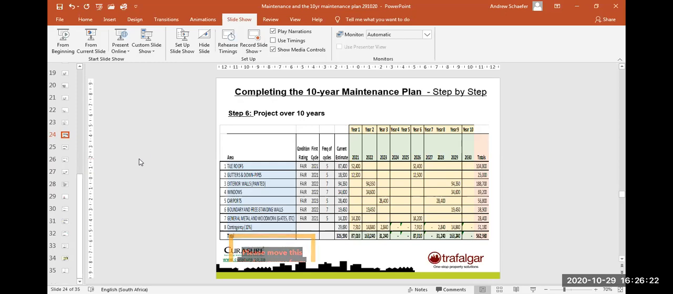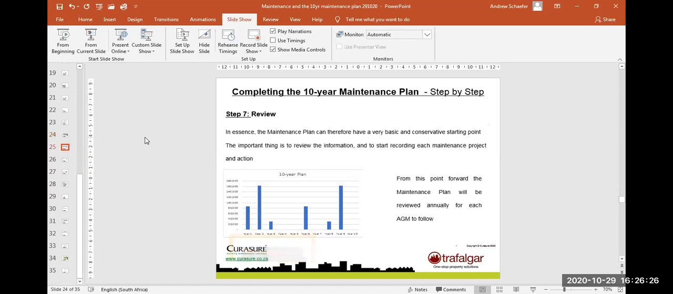So next slide, please, Andrew. In essence, what we're recommending is a very basic conservative starting point. So if you want to start your body corporate on the road to good maintenance planning, start with a plan like that. From that point forward, we can grow that plan with information in more detail.